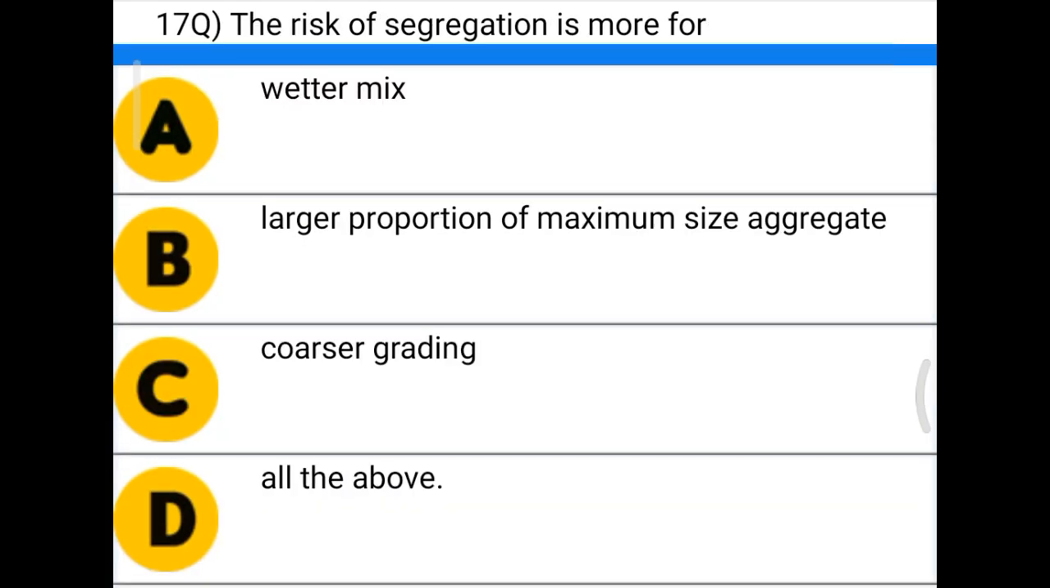Next question, the risk of segregation is more for option A better mix, option B larger proportion of maximum size of aggregate, option C coarse grading, option D all the above. So the correct answer is option D all the above.